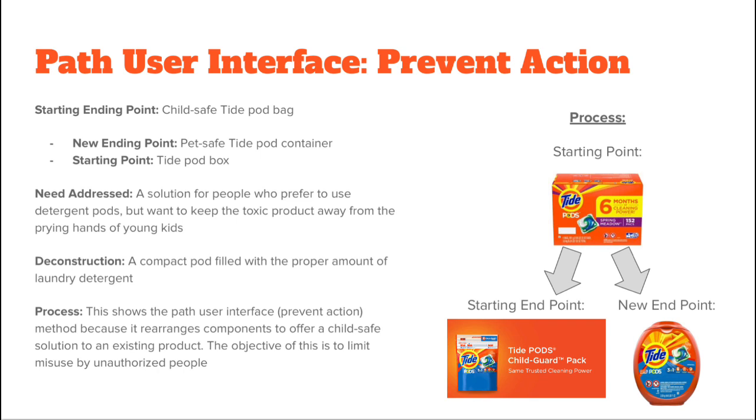The need that's addressed here is that the Tide Pod bag is a solution for people who prefer to use detergent pods but would like to keep a toxic product away from their kids. And this is really showing the path user interface prevent action method, because it's rearranging components of an existing product to offer a child-safe solution. And the objective is to limit misuse by unauthorized people.